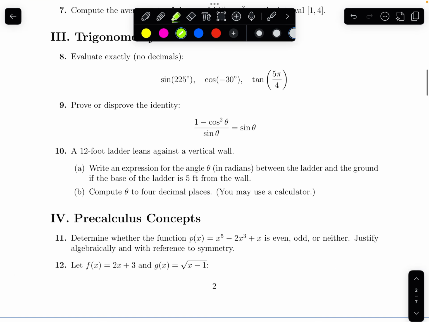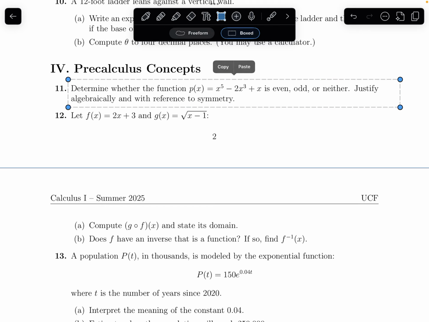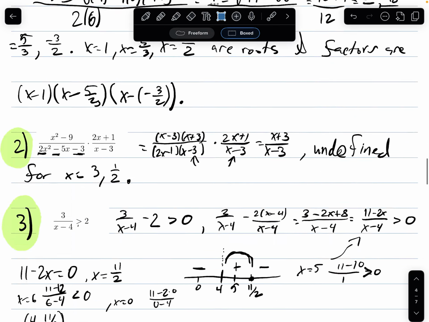Now we look at number 11. Determine whether this function is even, odd, or neither.